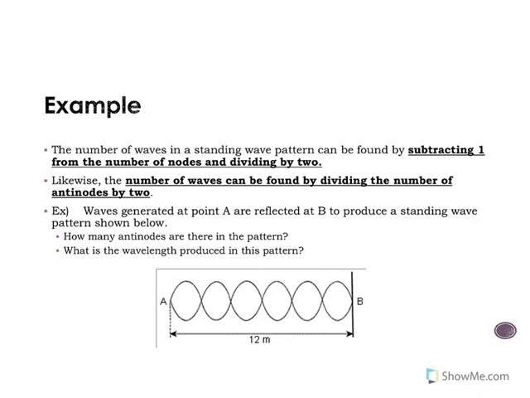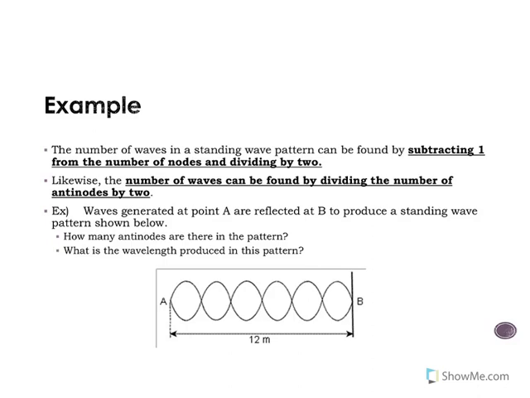Another example: the number of waves in a standing wave pattern can be found by subtracting 1 from the number of nodes and dividing by 2. So likewise, the number of waves can be found by dividing the number of antinodes by 2. So that's key to know. Waves generated at point A are reflected at B to produce the standing wave pattern shown below. How many antinodes are there in the pattern?